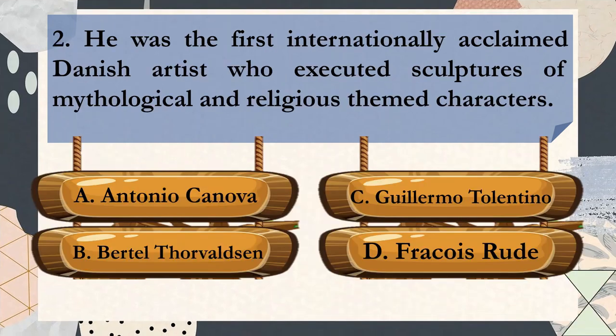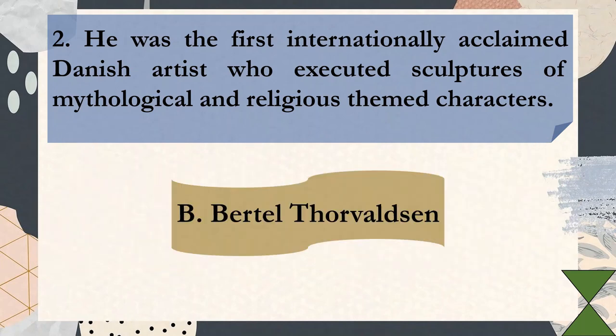Love. 2. He was the first internationally acclaimed Danish artist who executed sculptures of mythological and religious-themed characters? A. Antonio Canova, B. Bertel Thorvaldsen, C. Guillermo Tolentino, D. François Rude. The correct answer is B.